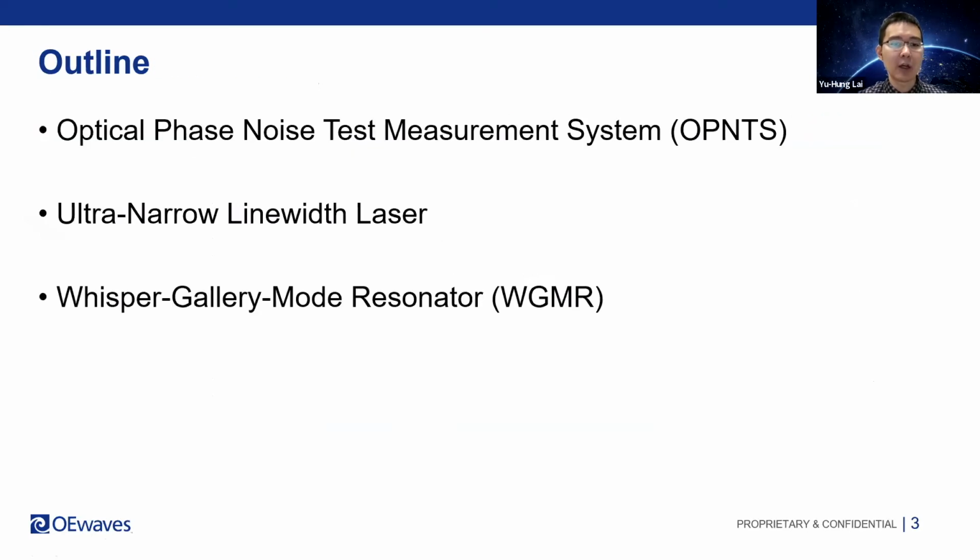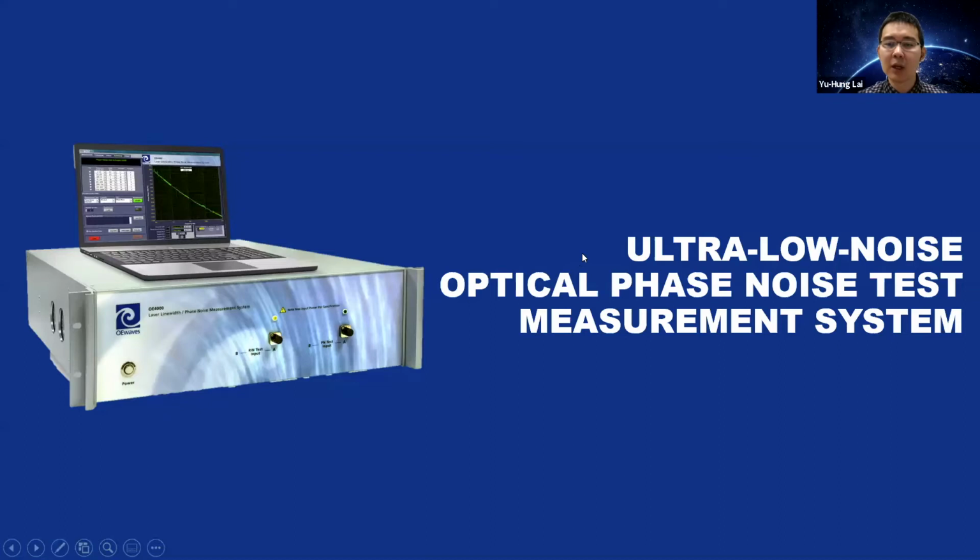Today, I will talk about three products: the optical phase noise test measurement system, OPNTS, ultra narrow linewidth lasers, and the crystalline mode resonator, WGMR. First, I will discuss the ultra low noise optical phase noise test measurement system. But before we start, we want to ask why we need this kind of product. Why do we need to measure the optical phase noise?